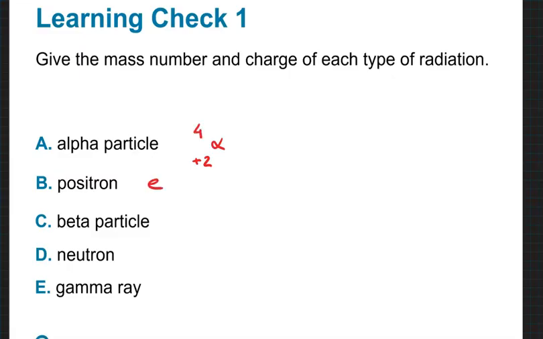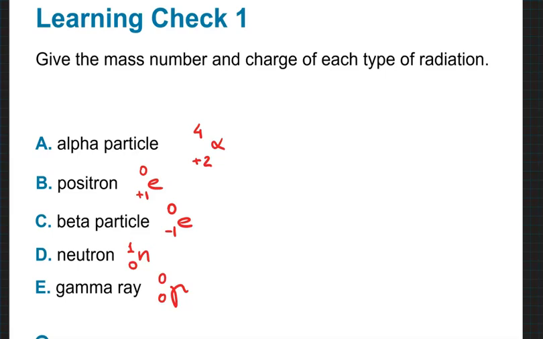Positron, positively charged electron, right? So 0 mass, plus 1 charge. Beta particle is your garden variety electron with a mass of 0 and the negative charge. Neutrons, now they have the charge of 0 and the mass of 1. And finally gamma rays with both mass and the charge of 0.